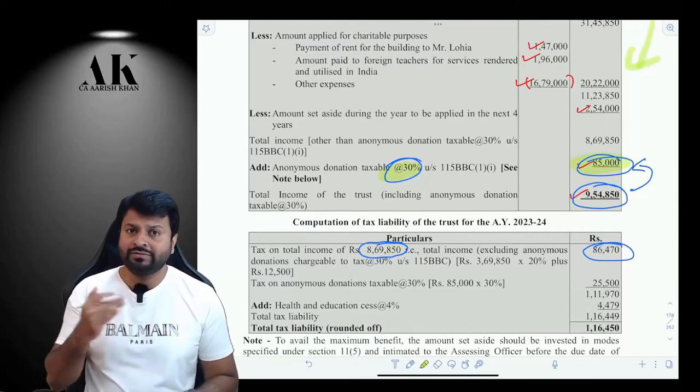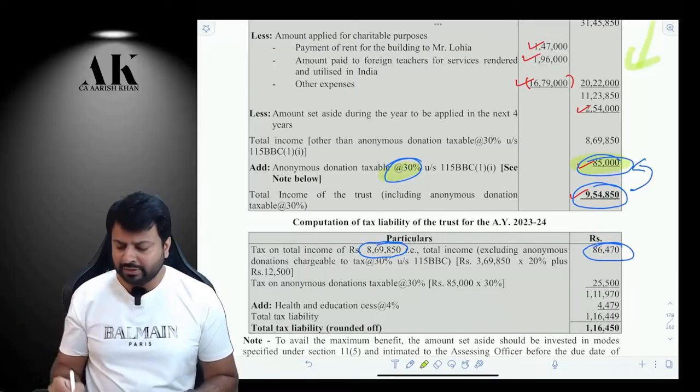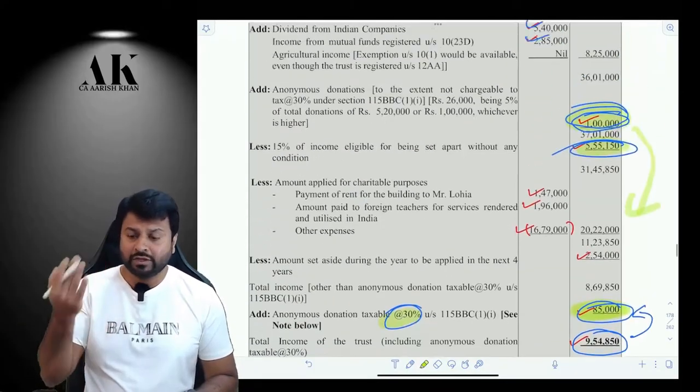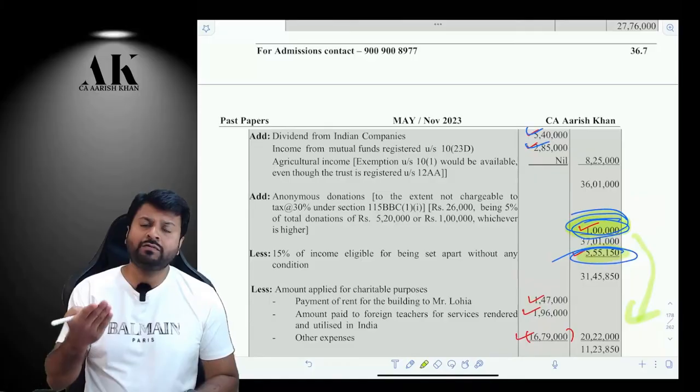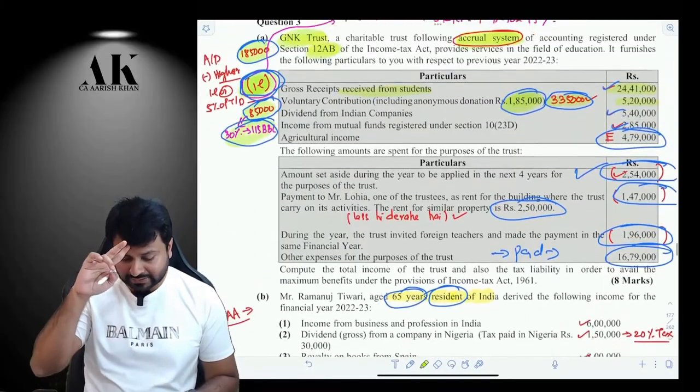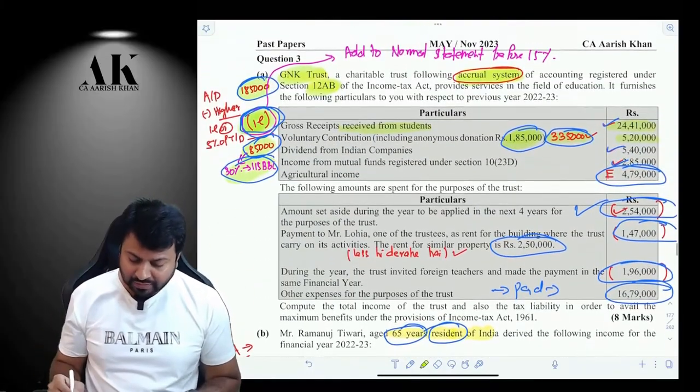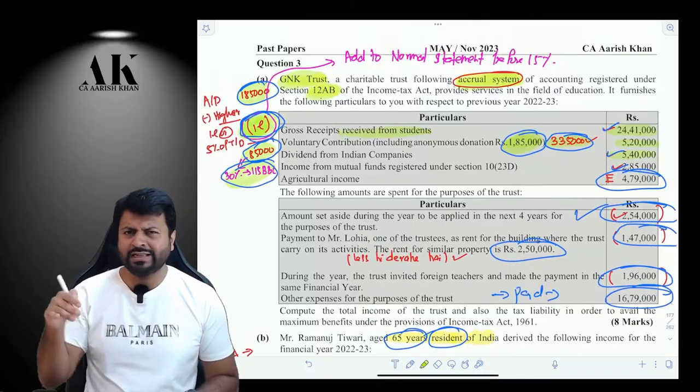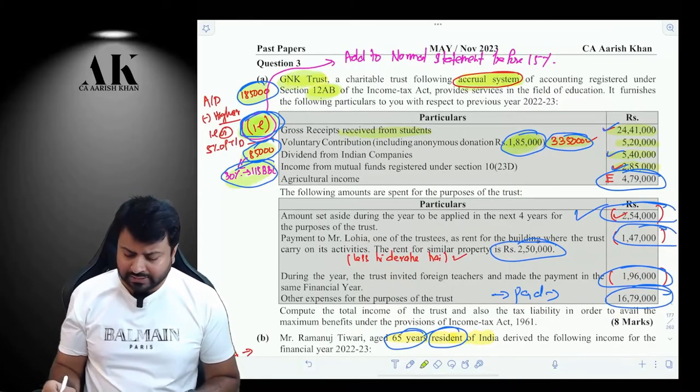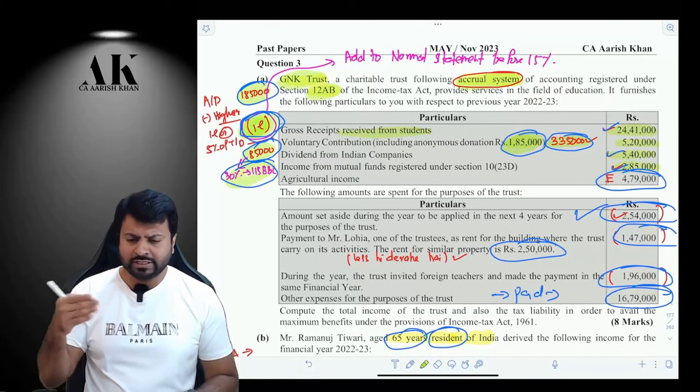So you have to make two bifurcations of that 1,85,000. Whatever is a taxable donation will be subject to 30% tax, and what is the exempt donation, you have to add to the income statement above 15%. Okay, and then you can claim 15% exemption on that. Next one is you have received some dividend from Indian companies. Yes, you have to add that to the income statement and then take 15%. Then 2,85,000 income from mutual fund, add to the income statement and take 15%.